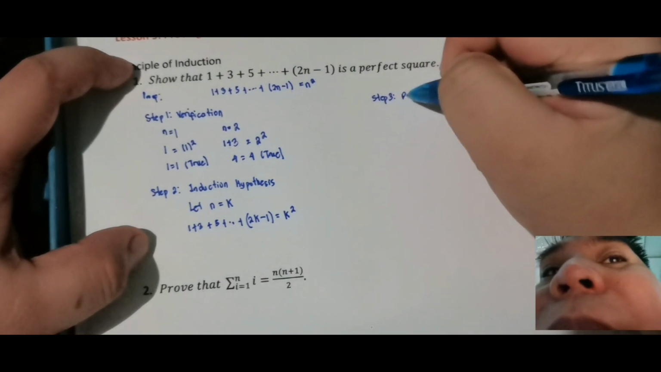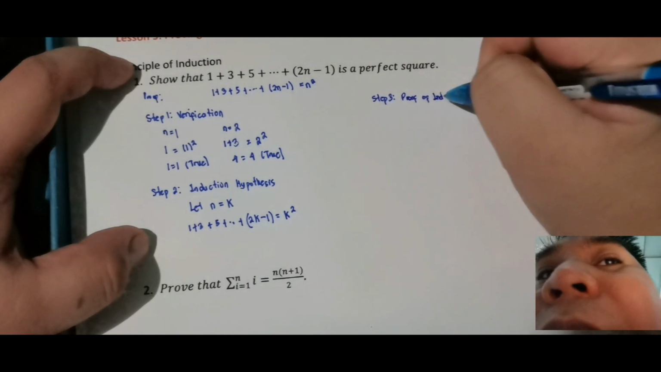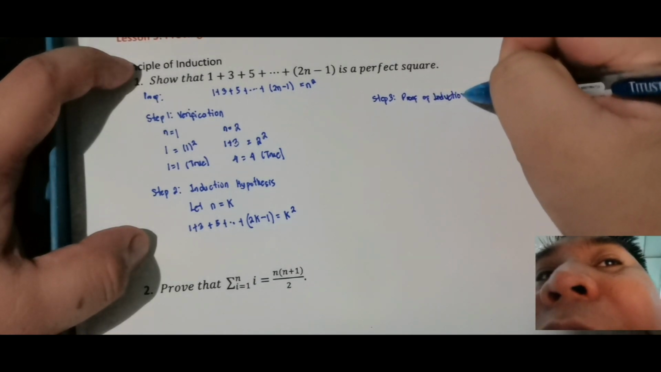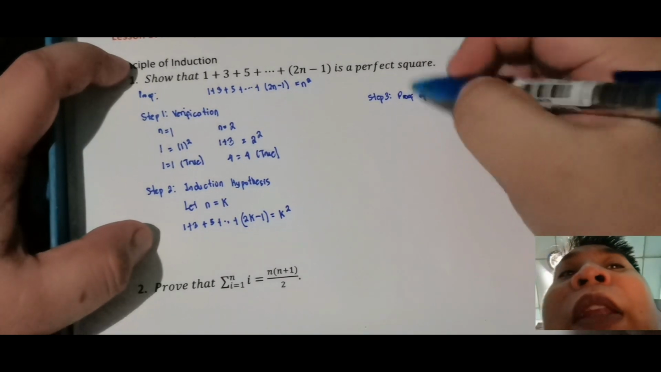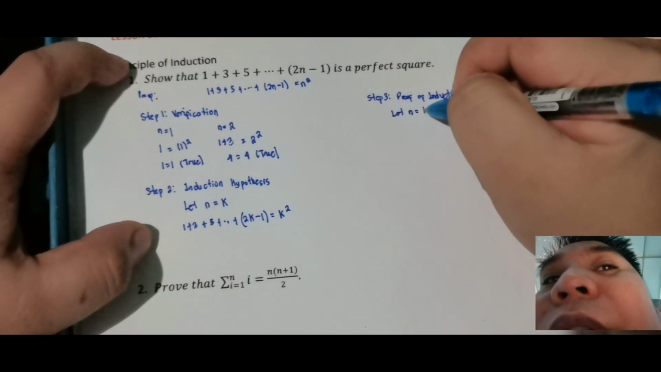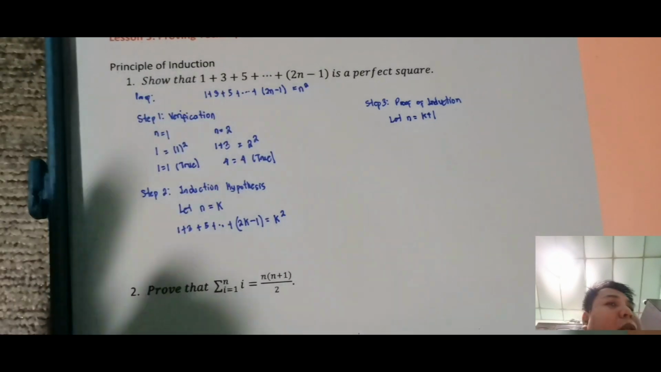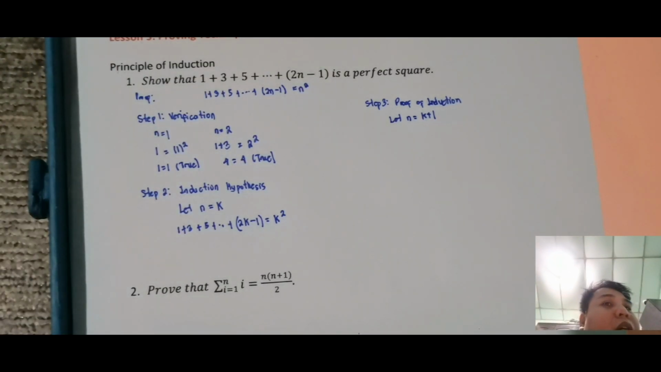Step 3 is the proof of induction. So, ano naman meron sa proof of induction? Sa proof of induction, ililet mo na si n is equal to k plus 1. So, ano ibig sabihin ba nung k plus 1? Sa left side, ang ibig sabihin ng plus 1, magdadagdag ako ng isang term. Sa right side, gagawin ko lang k plus 1.